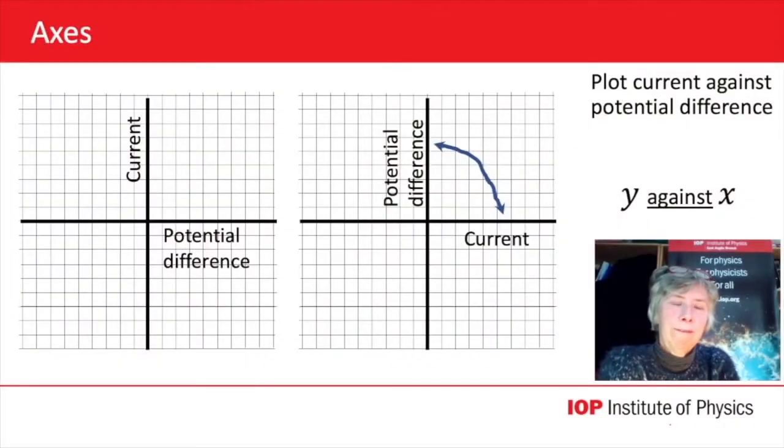The starting point for graphs is for students to determine which way round their axes go. For this particular case, the potential difference is the independent variable, and we would normally put that on the x-axis. The current is the dependent variable, and therefore that should go on the y-axis. Most exam questions will actually ask for current against potential difference, and this wording needs to be explicit for the students.